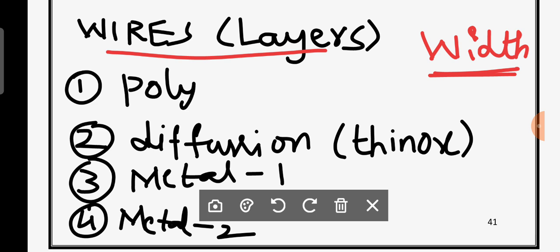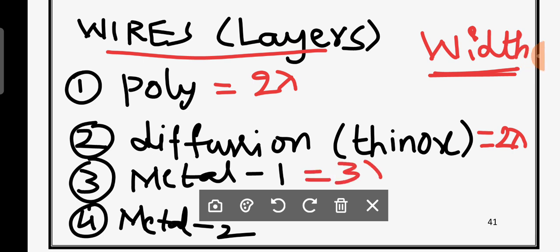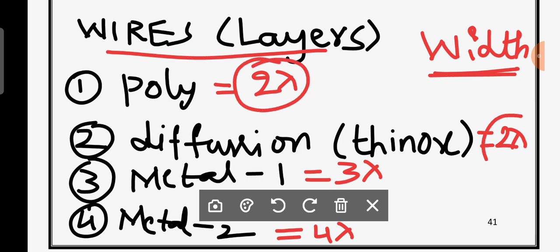Now, what is the minimum width of polysilicon? Two lambda is the minimum width of polysilicon. What is the minimum width of diffusion? That is also two lambda. What is the minimum width of metal 1? That is three lambda. What is the minimum width of metal 2? That is four lambda. This is about the minimum width of each and every layer. Poly is 2 lambda, diffusion is 2 lambda, metal 1 is 3 lambda and metal 2 is 4 lambda. Now we will focus on two different or two similar layers, if you observe very clearly.